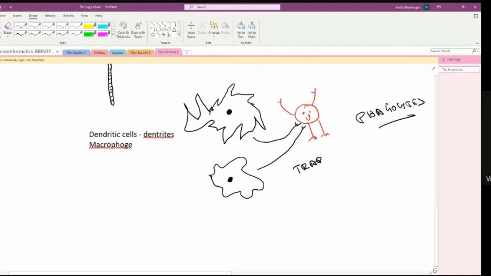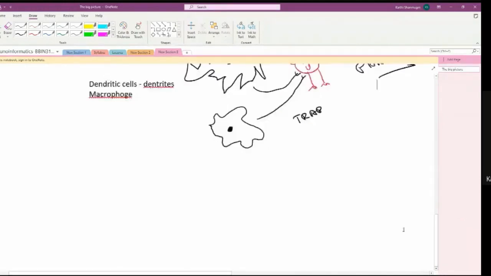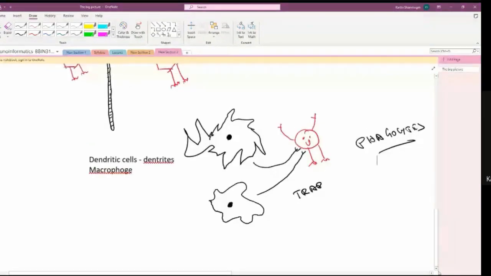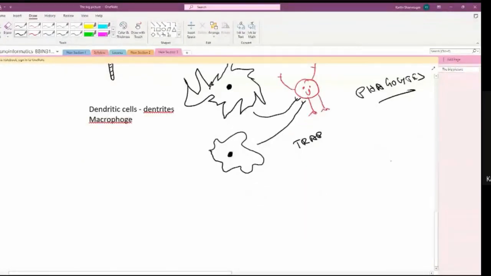Phagocytosis. Okay, they're going to kill. Some way they're going to kill the bacteria which entered into the body, right? So that's the main job. It is not only because of the dendrites or macrophages. We'll see the details in some other session.